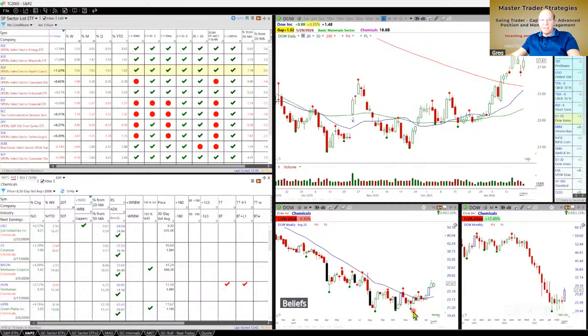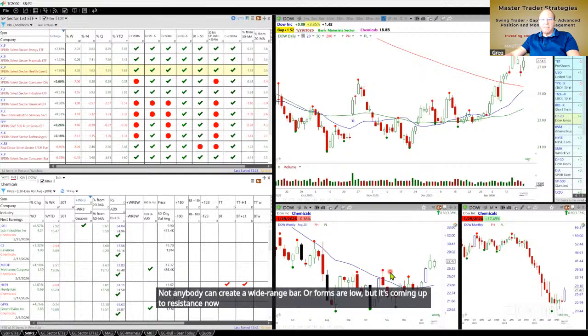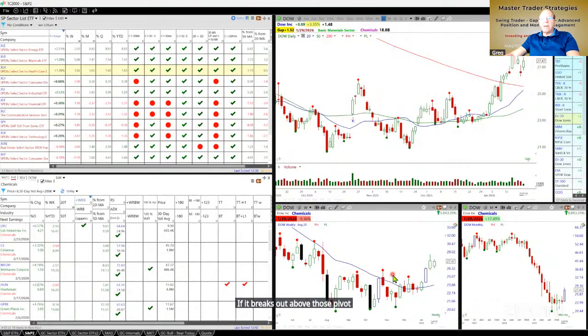Beliefs are not facts. And then we're looking for a candlestick, applying bar by bar analysis. A bottoming tail bar. That was a red bar and it turned into a bottoming tail bar. Institutions were buying down here, or anybody looking at the chart, but not anybody can drive it back up again. Not anybody can create a wide range bar off of the low, but it's coming up to resistance now for the third time. If it breaks out above those pivot highs, it's made a bottom. Black and white. It's a fact. It's no longer a belief.